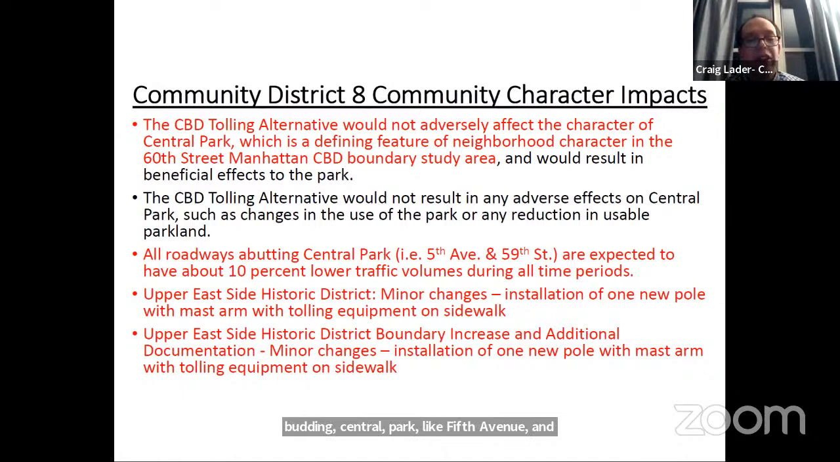And then the Upper East Side Historic District, they're going to be installing one new pole with a mast arm with tolling equipment. I'll have a picture of that in a moment. And then, okay, I think that's really it on this slide. Next slide, please.